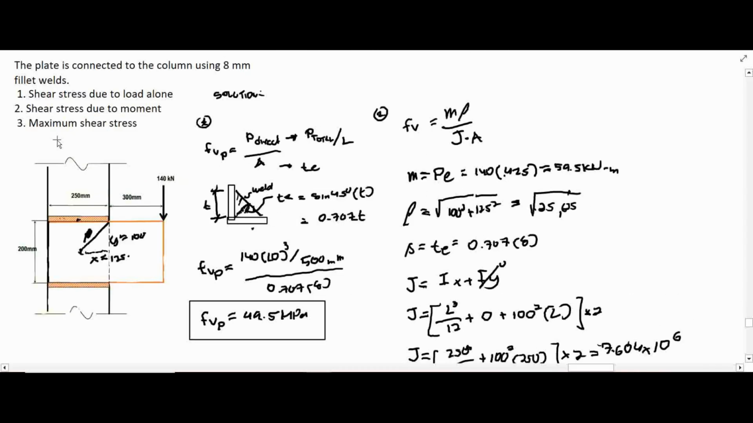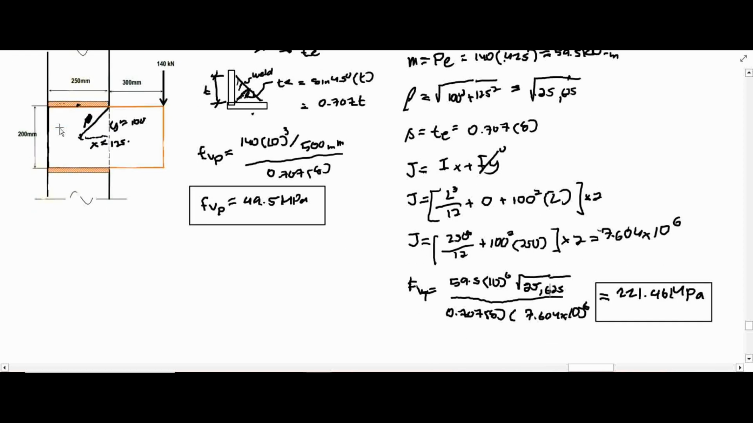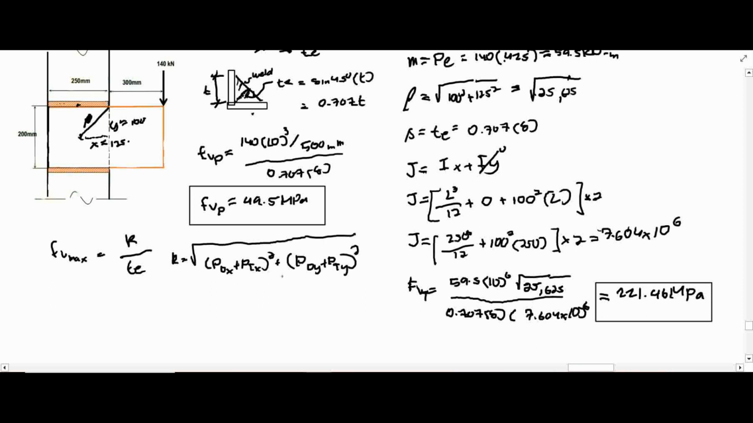Okay, so for number 3, the required is the maximum shear stress. Our maximum shear stress, FV max, is the total shear stress, which is R over the T sub E, in which R is equal to the square root of P dx plus P Tx squared plus P dy plus P Ty. So this is just simply adding the forces induced by each stress in a Pythagorean formula.